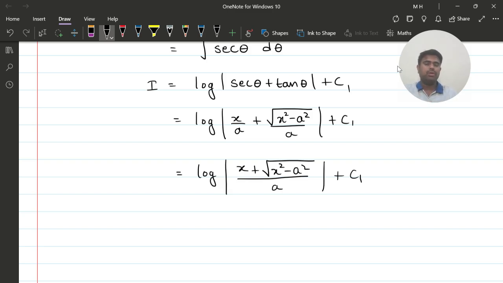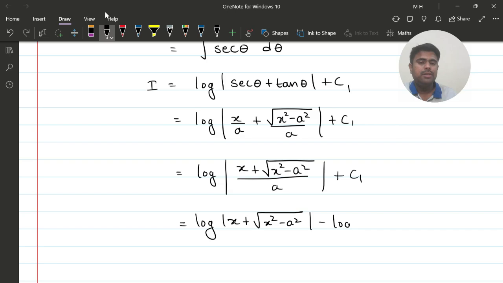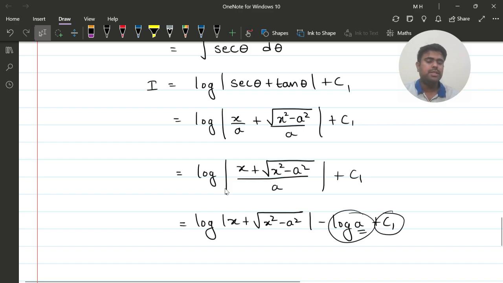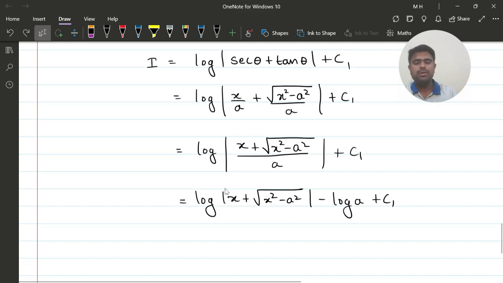Now we know that log a by b is log a minus log b. Log a by b is log a minus log b. So therefore this will be equal to log of x plus root of x square minus a square, minus log a, plus c1, right? Now a is a constant, so log a is a constant, and c1 is a constant. So constant minus constant should also be another constant.